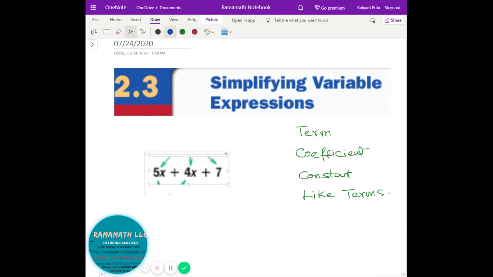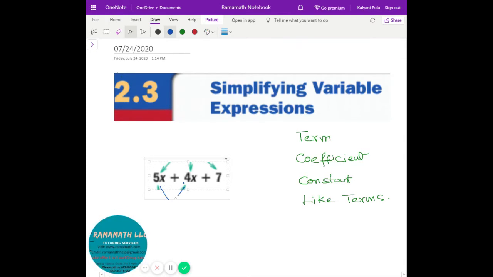If you look at this one right here, these two are the coefficients. The numbers in front of the letters are the coefficients. Got it. And then this one is a constant. And you can call these the terms. Terms means like this. This is a term. This is a term. This is a term. So terms are separated by plus or minus.